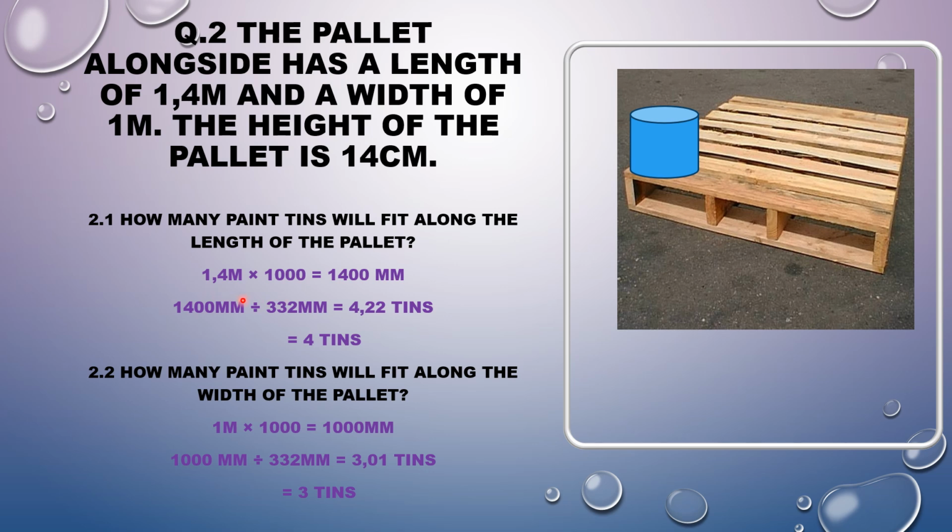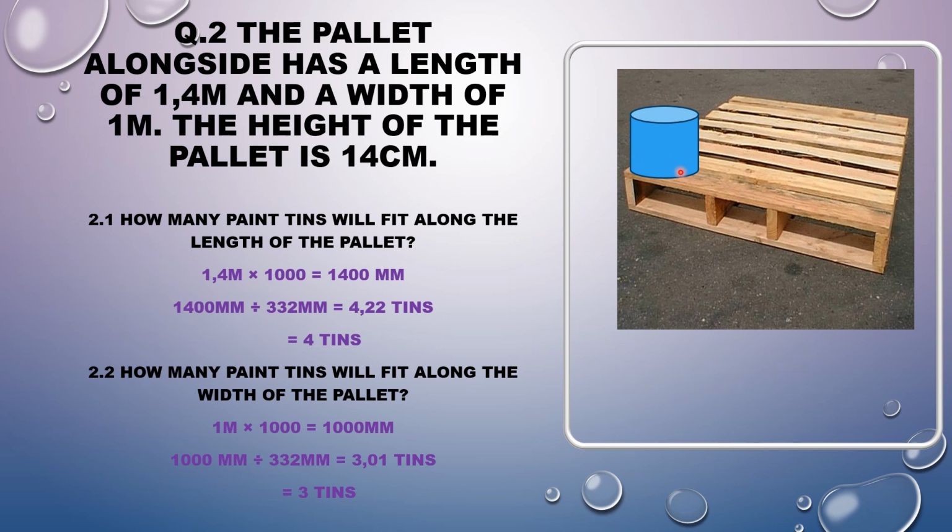Or you can do this in 2 steps: from meter to centimeter, multiply by 100, and then from centimeter to millimeter, we will multiply by 10. So altogether, I'm multiplying by 1,000. I've got 1,400 millimeters. That's my length all the way across.